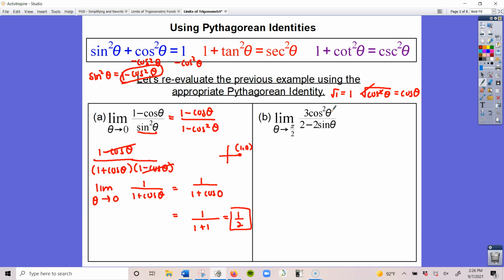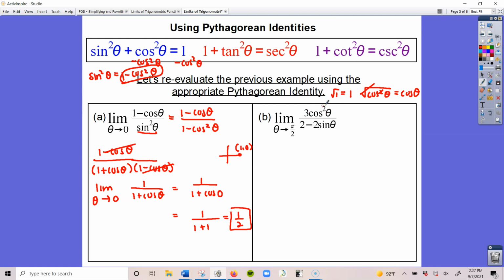Let's try this other one here. Here we have the limit as theta approaches pi over 2 of 3 cosine squared theta over 2 minus 2 sine theta. Now pi over 2, if I were to try substitution and plug it in, I would get 2 minus 2 times the sine of pi over 2. The sine of pi over 2 is 1, so we would end up with 2 minus 2, which is 0. So this is where I would have to try to rewrite this trigonometric function so that I can find this limit. Let's see what we can do.